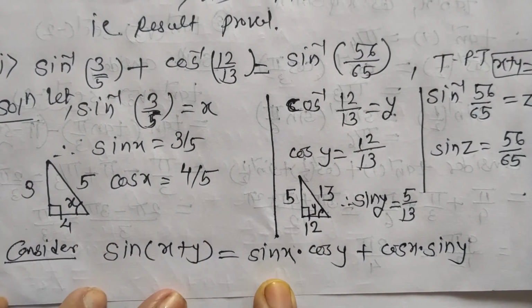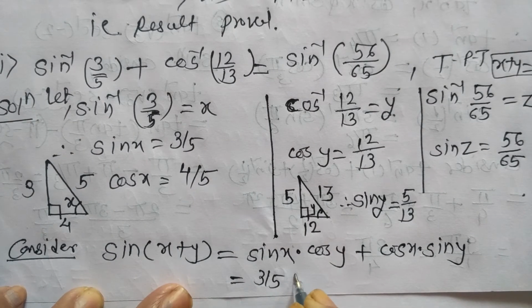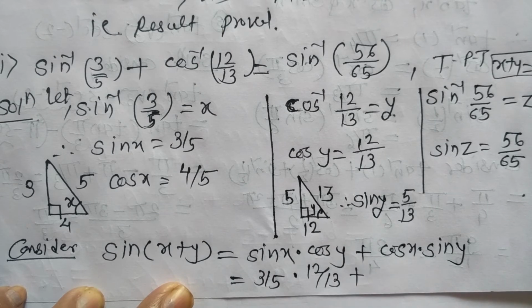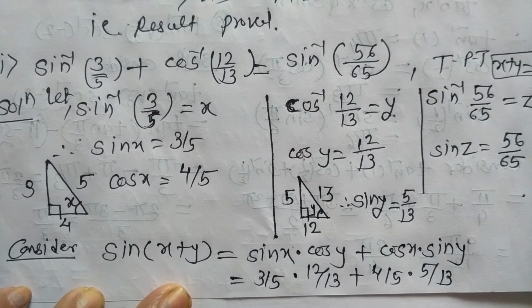Put these values here, as we know that sin x is equal to 3 by 5 and cos y is equal to 12 by 13, plus cos x is equal to 4 by 5 multiplied by sin y, that value is equal to 5 by 13. So we take here multiplication 3 by 5 into 12 by 13. We cannot take simplification here, so we take direct multiplication.